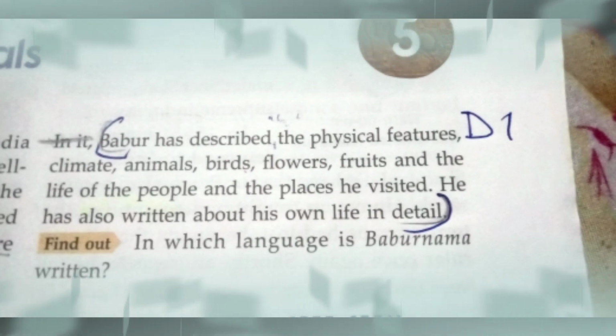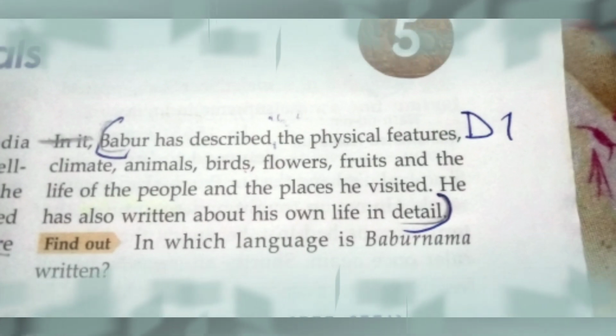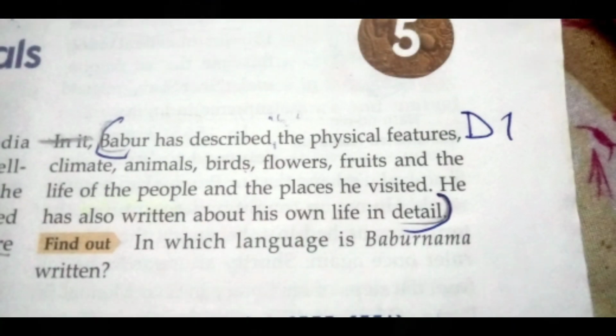Answer: in Tuzuk-i-Babri, Babur has described the physical features, climate, animals, birds, flowers, fruits, and the life of the people and the places he visited. The answer is complete. Next question.